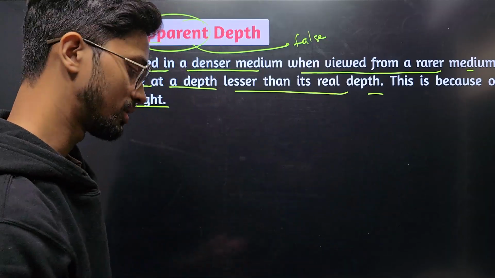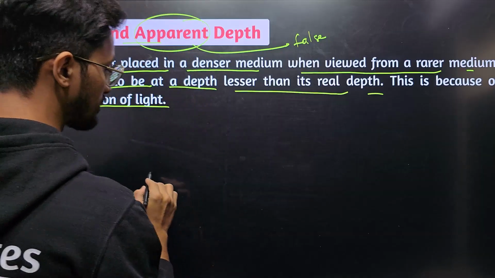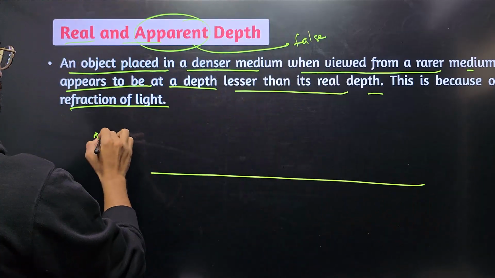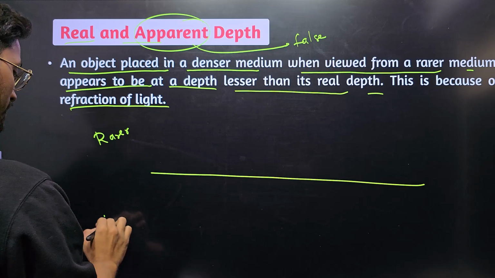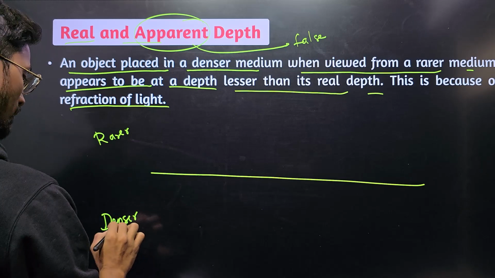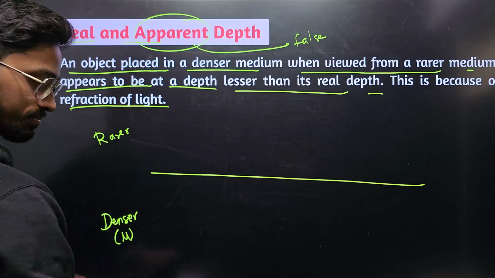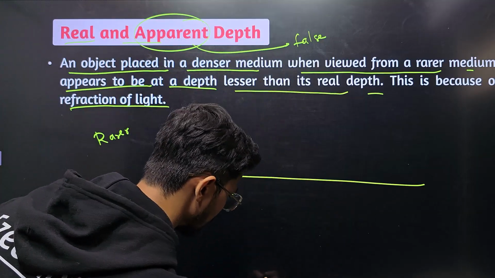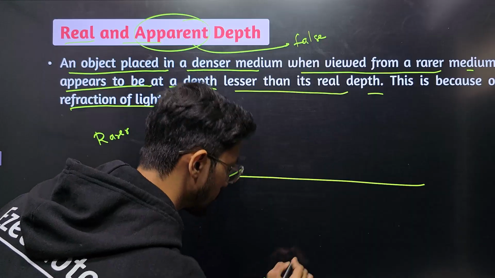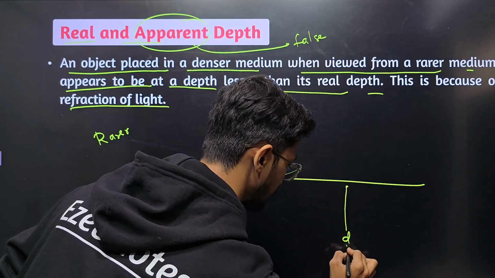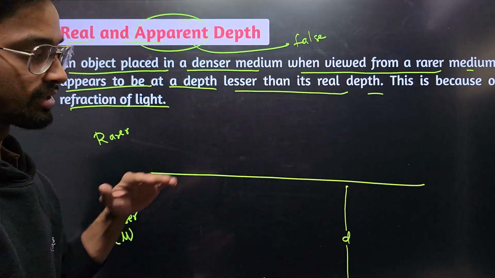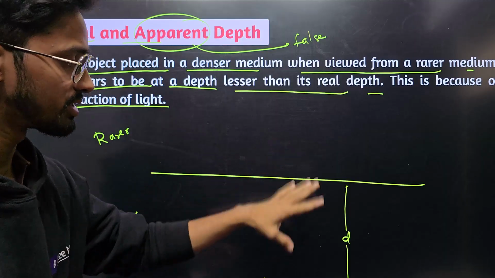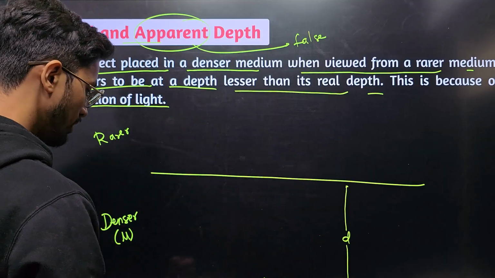Why does it happen? Let's see. Let us consider we have two surfaces. This is a rarer medium, and this is a denser medium, which is of refractive index mu. Let there be an object O here, which is d distance from the surface, that is the boundary. This is the real depth. Now what happens?